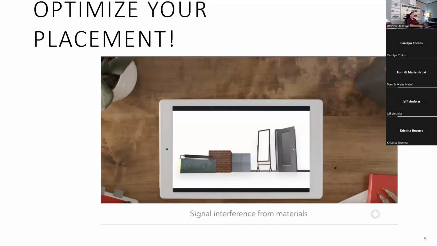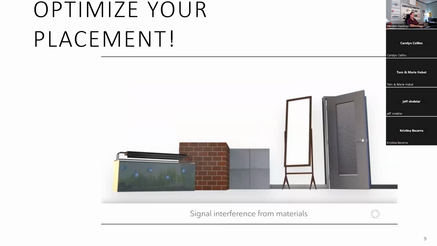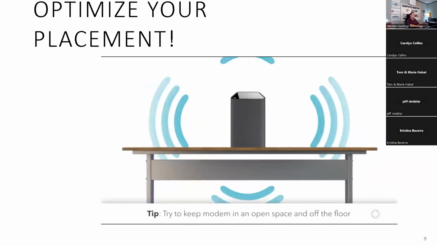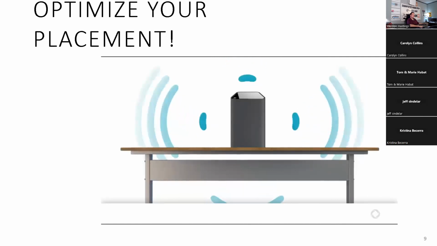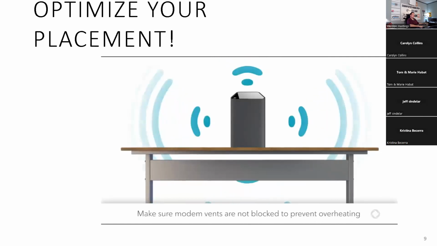Furniture and building materials like metal, concrete beams, glass, or mirrored surfaces between your device and your modem can absorb or reflect your Wi-Fi signal. Try to keep your modem in an open space and off the floor where carpets or dust can also block the vents.